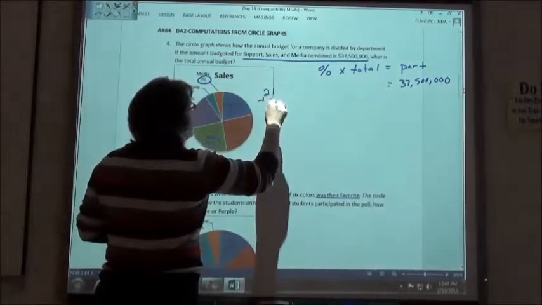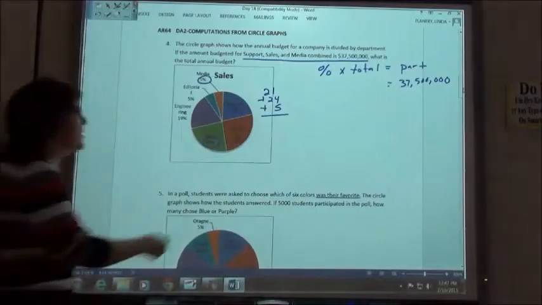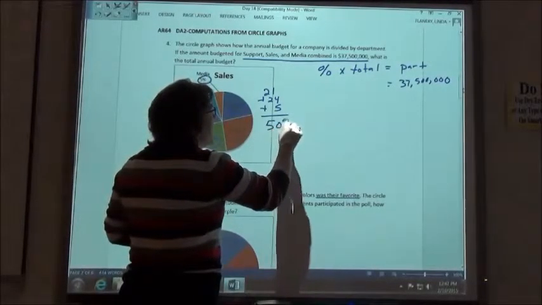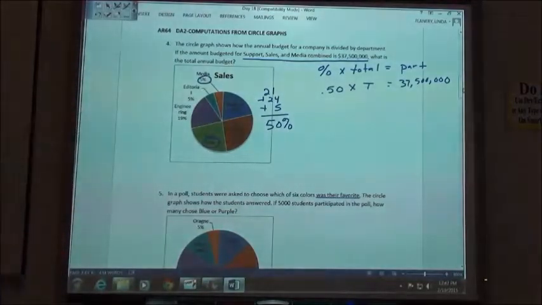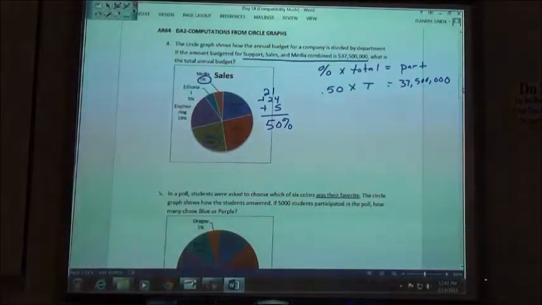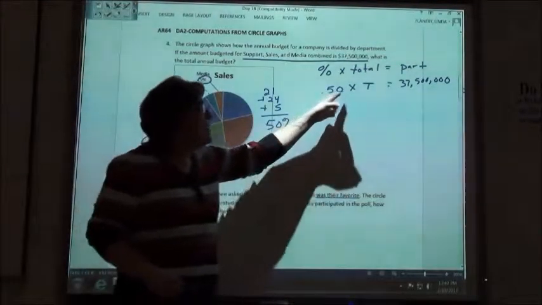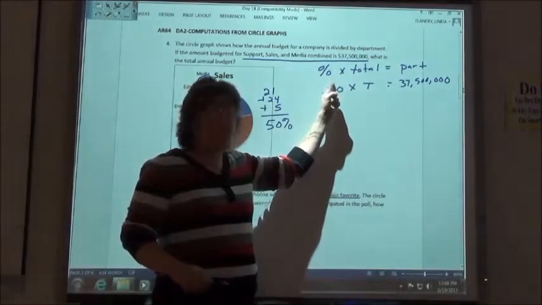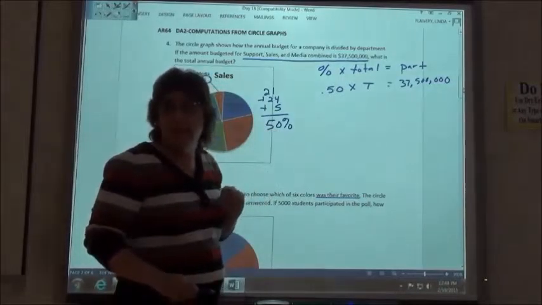So 21 plus 24 plus 5 gave you what percent? 50%. So 50% as a decimal is? 0.50. 0.50 times my total is equal to my part. And if I want to solve that for the total, then I end up having to do what with my 50%? Divide. This is showing multiplying, so if I'm going to solve this, I end up having to divide by that value, right? Because I got to move it to the other side.